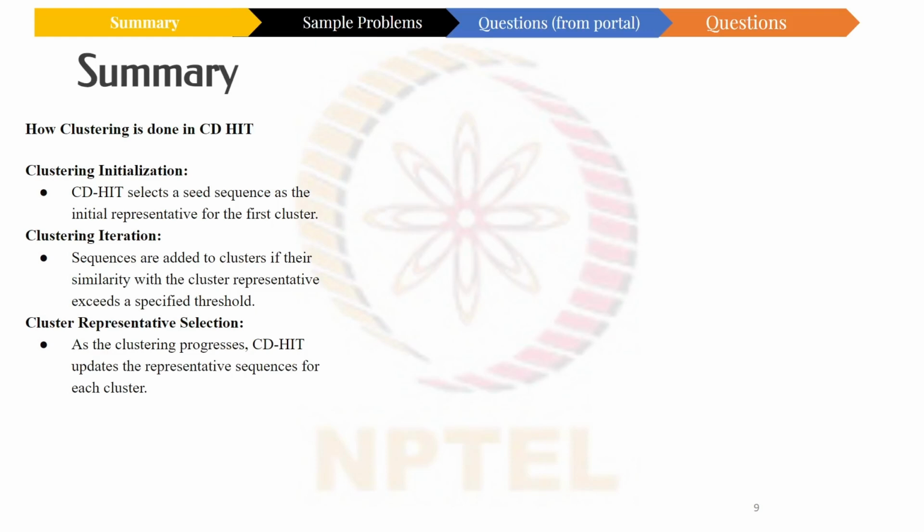As the clustering progresses, CD-HIT updates the representative sequences for each cluster. The representative sequence is typically chosen based on criteria such as sequence length, abundance, and other user-defined preferences.